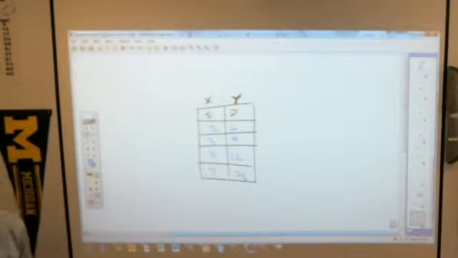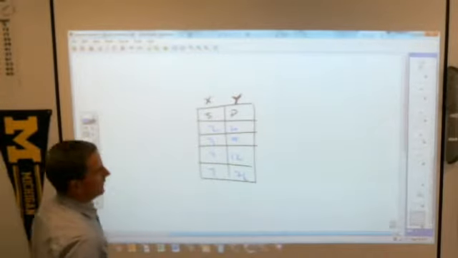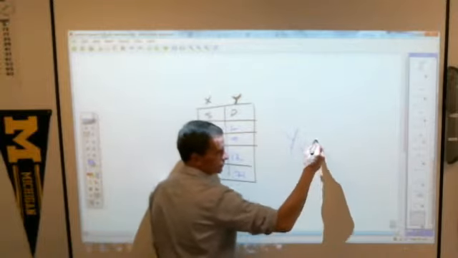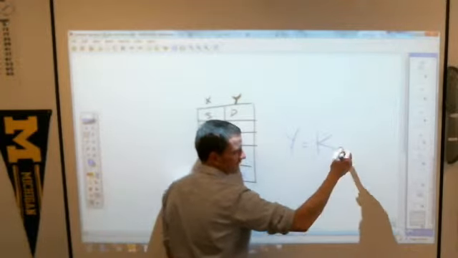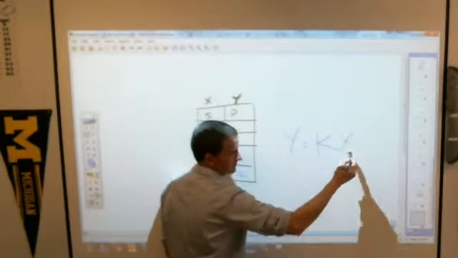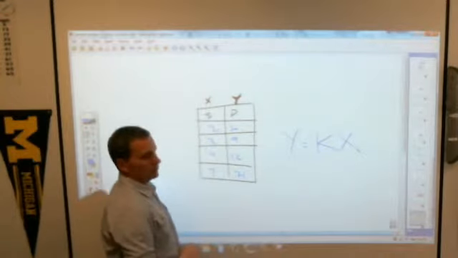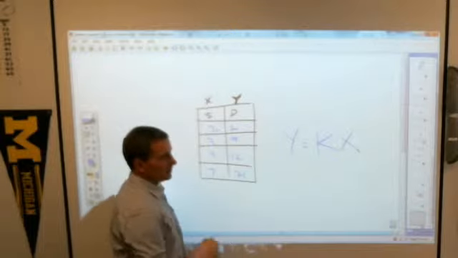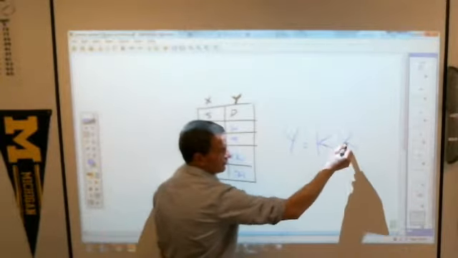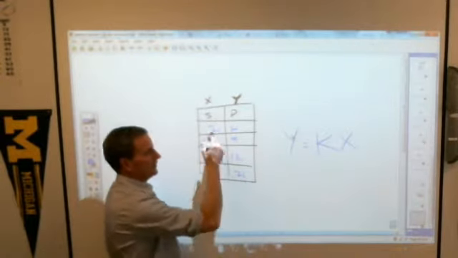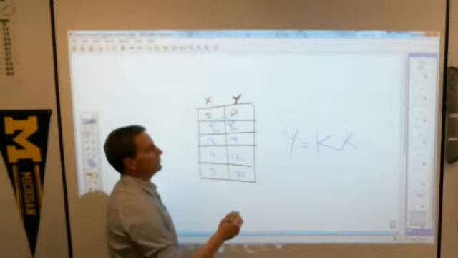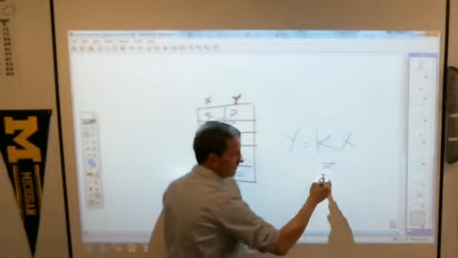Now, they asked you for two things. Write an equation. So here is your equation. Remember, your equation has to fit this pattern: y equals kx. So the question you ask yourself is, what do I multiply x by to get y? So what did I multiply x by to get y? 3. So this is going to be a 3.